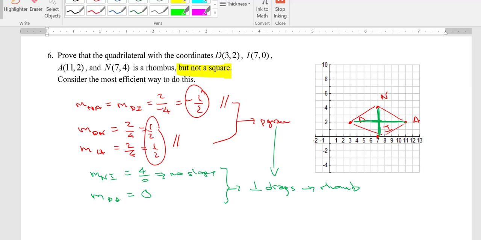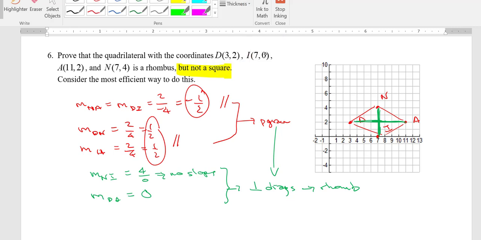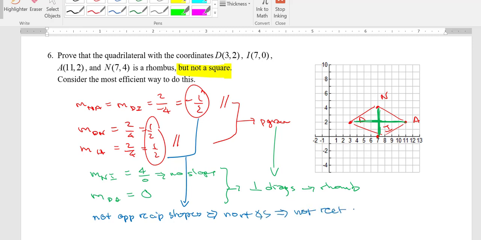So keep in mind that a square is not only a rhombus, but it's a rectangle also. So I just need to show that it's not a rectangle. And so here's where I'm going to show that it's not a rectangle. I'll point this down here. These are not opposite reciprocal slopes. So no right angles. So it's not a rectangle. So therefore, because it's not a rectangle, it is not a square. But we did prove it's a rhombus.